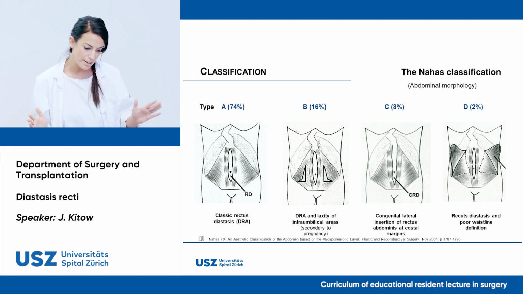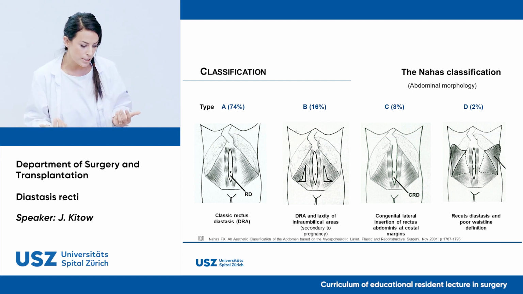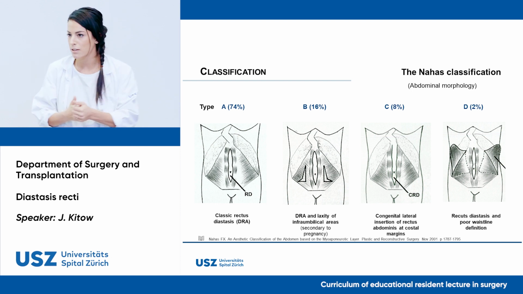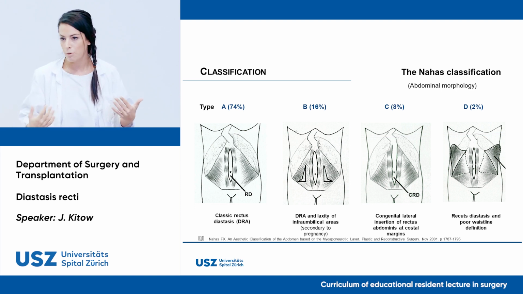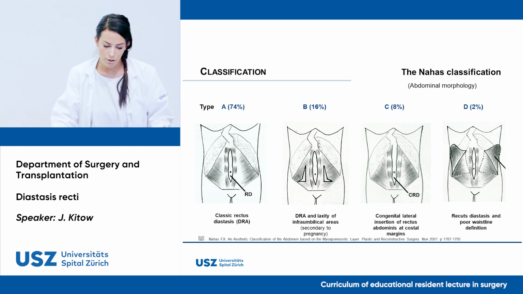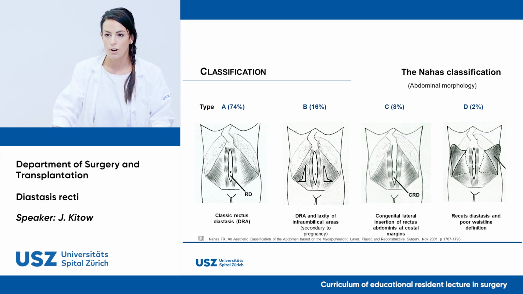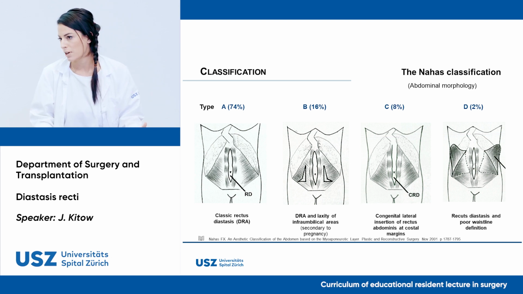Type A would be a classic rectus diastasis, which you will find in patients with central obesity. Type B is a rectus diastasis combined with the infraumbilical laxity, often found after pregnancy. Type C is a congenital lateral insertion of the rectus abdominal muscles on the costal margins. And type D would be a rectus diastasis in combination with a poor waistline.